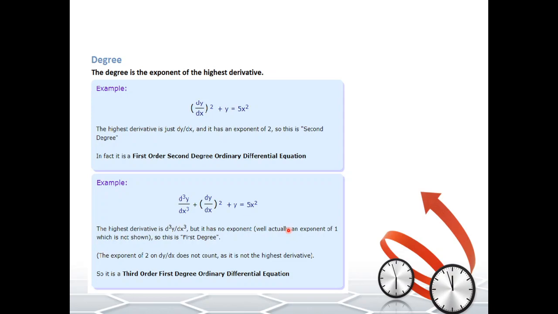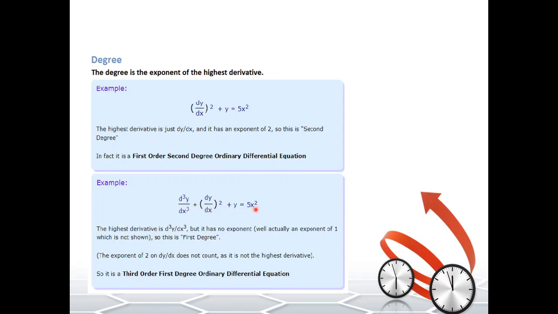Now in the first example, it is dy by dx whole square plus y is equal to 5x square. dy by dx is a first order derivative, so the order of the differential equation will be 1. Its power, the exponent or the integral power of this particular ordered derivative, is 2, so I will be considering it as degree 2. So it is a first order second degree ordinary differential equation.